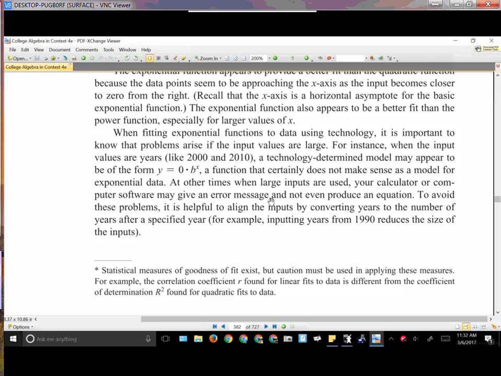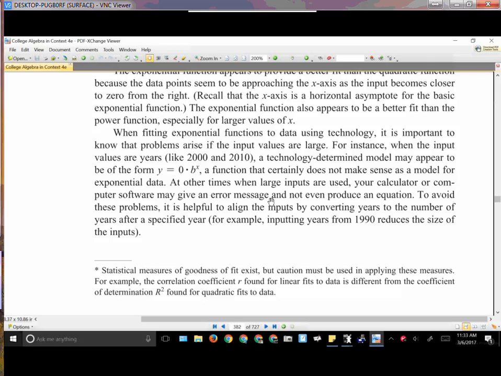To avoid these problems, it's always a good idea to convert to years after a specified number of years. So when we are using the data, and it says identify years after 1900 or after 1990, that reduces the size of the inputs. When the numbers go in and they're too large, it tends to create problems with those functions. Be very, very aware of that.